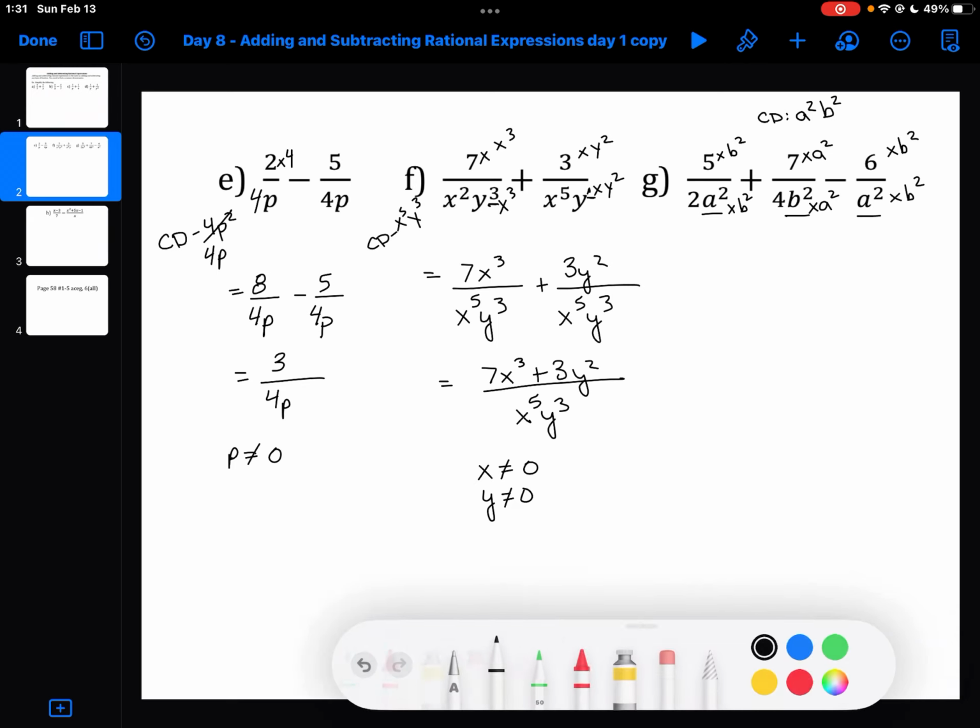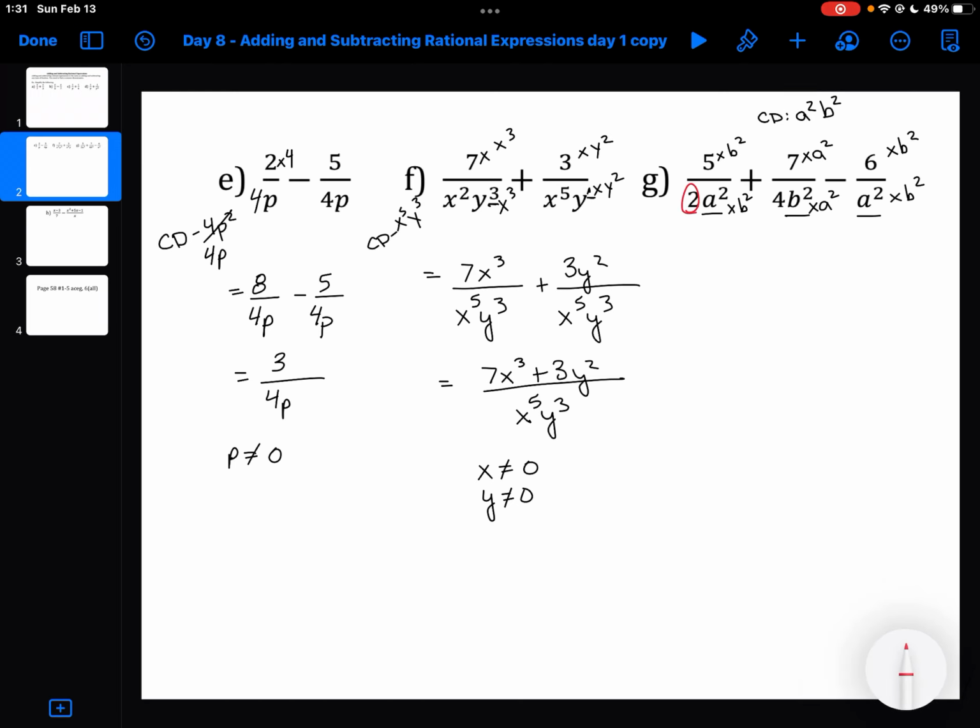Now I have to look at the numbers. So I have a 2 and a 4 and a 1. So I'm going to make sure that everything has the number 4 on the bottom so that my fractions are equivalent, my denominators are all common. So that means that I also need to multiply my first fraction by 2, and I need to multiply my last fraction by 4. So let's put those numbers in there.